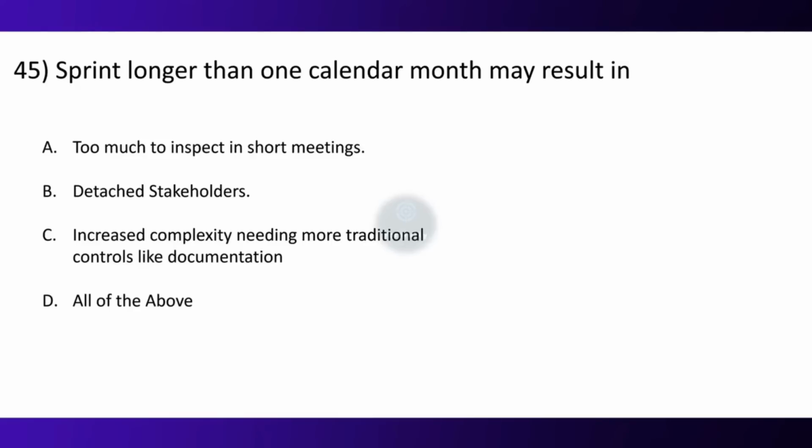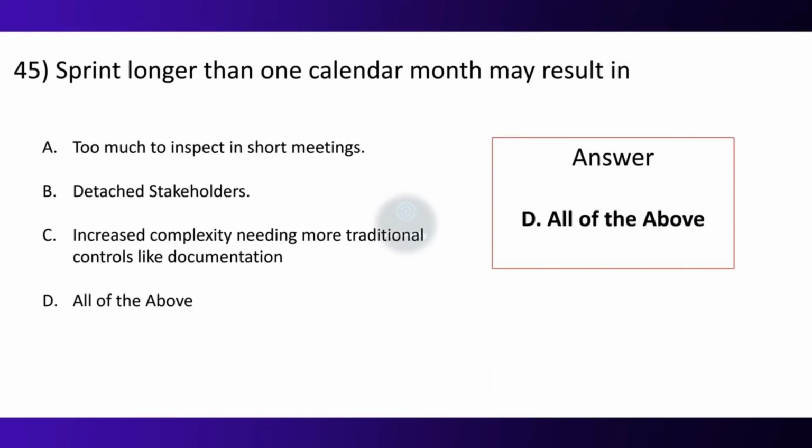Question 45. Sprint longer than 1 calendar month may result in: Option A. Too much to inspect in short meetings. B. Detached stakeholders. Option C. Increased complexity needing more traditional controls like documentation. Option D. All of the above. And the correct option is D. All of the above.